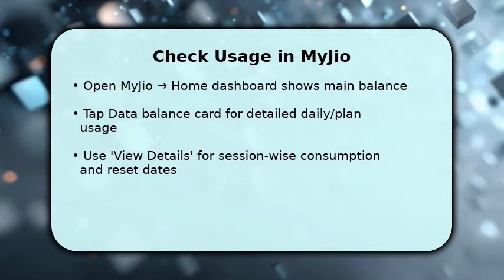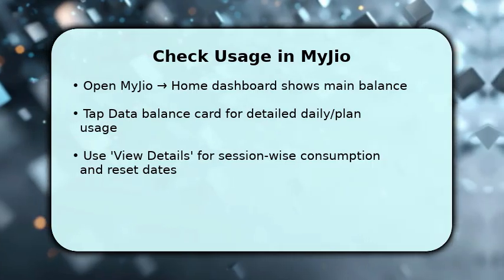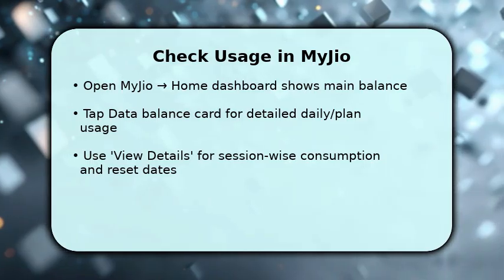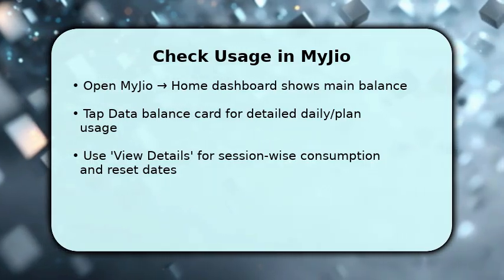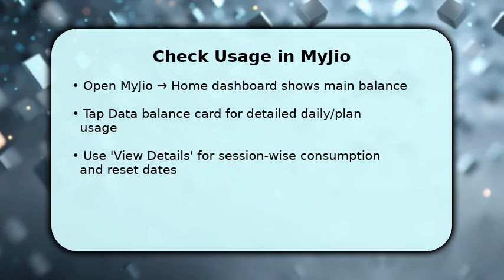This is where the app surfaces your active pack and remaining GB. Once you select the data balance card, the app shows plan validity and remaining data broken down by primary and night packs. Make sure to expand view details to see session-wise consumption, which helps identify heavy apps.